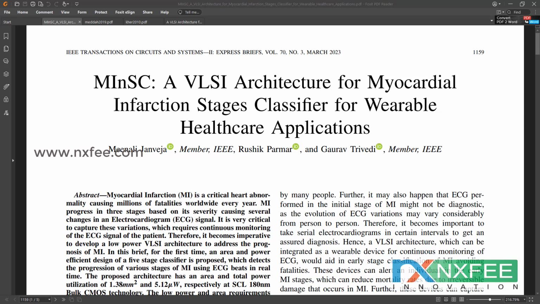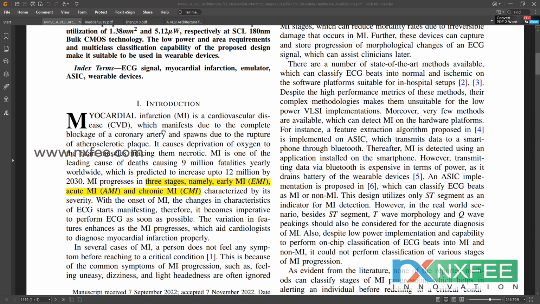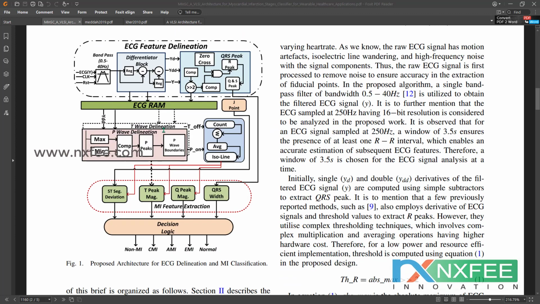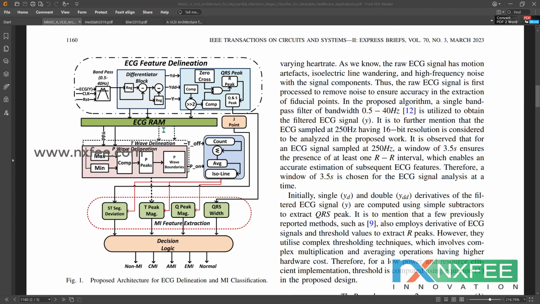Okay, now we can verify the base paper. This base paper is fully designed for ECG classification for myocardial infarction. Here, as per the architecture in figure 1, the proposed architecture of this paper, ECG delineation and MI classification, we have remodified it. This is the existing architecture here.